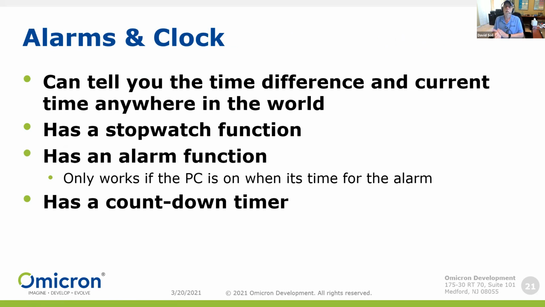Alarms and clock. It'll tell you the time difference and current time anywhere in the world. So you want to know the time in Malaysia, and no problem. You put in Malaysia and it'll show you the time there. It'll tell you how many hours difference it is. It'll tell you what it is from UTC or GMT.